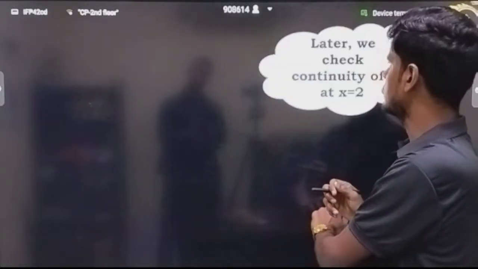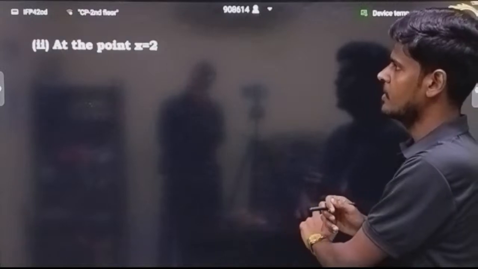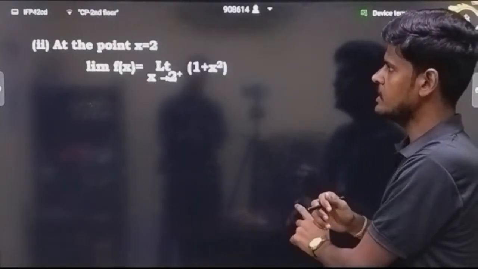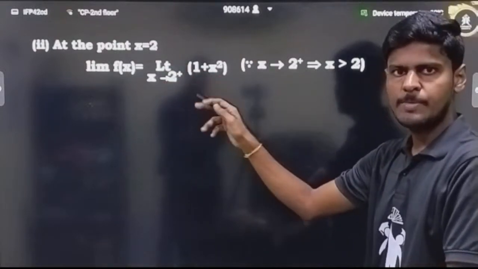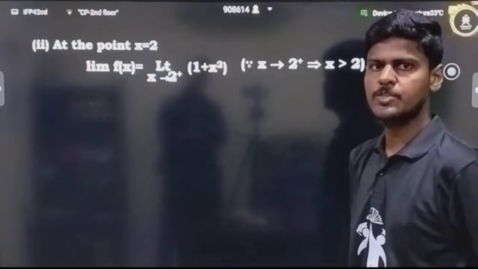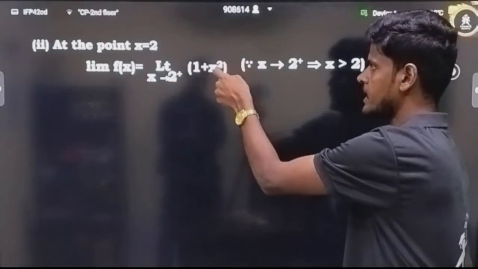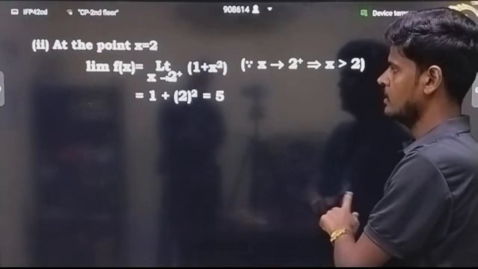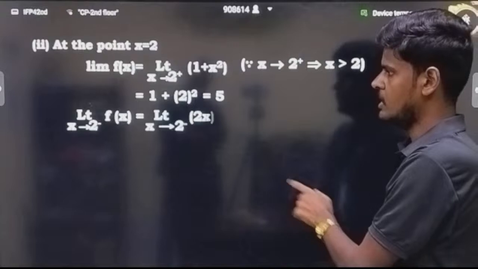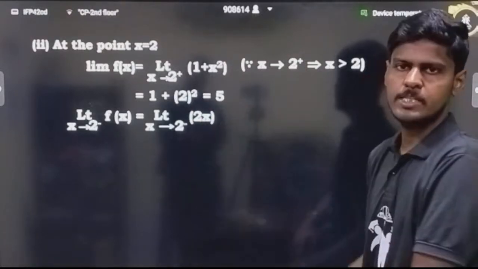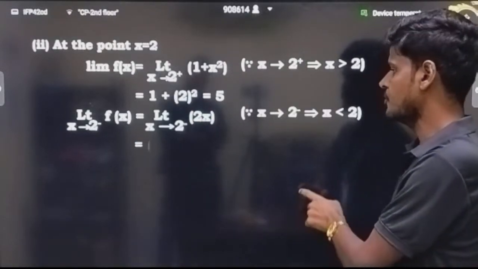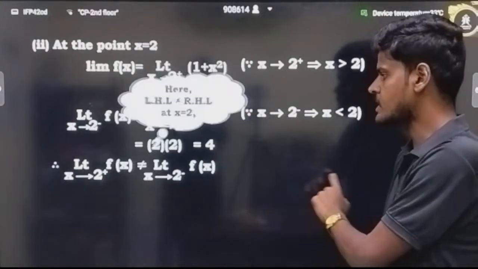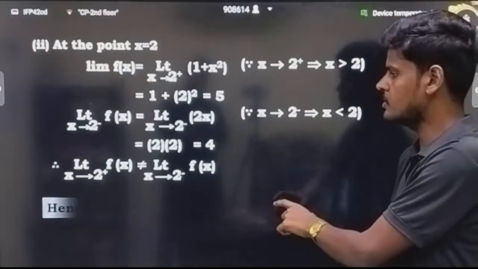Now checking for x equal to 2. At the point x equal to 2, the right hand limit will be, function is defined as 1 plus x square. So when we substitute 2 here, it will be 2 square, that is 4 plus 1, 5. And what about 2 minus? That is defined as 2x. So it will be 4. Which means limits are not equal, hence it is discontinuous at this point, x equal to 2.